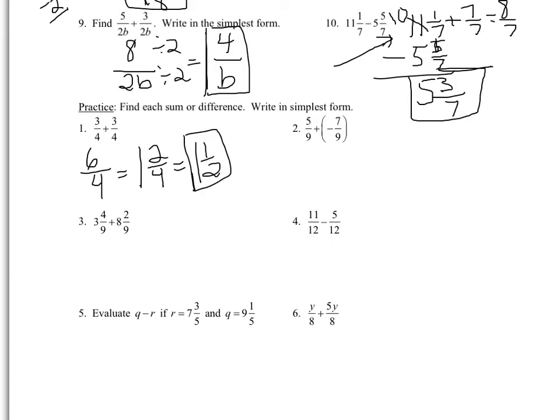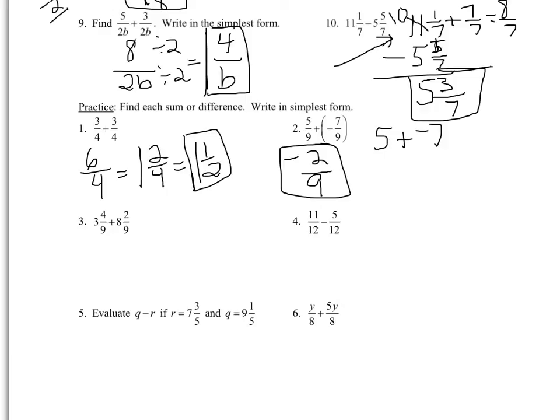Okay. In number 2, we have 5/9 plus a negative 7/9. So we know we're going to keep that denominator of 9. And we've got integers involved, so I'm going to just look at the numerator part of the problem. We have 5 plus a negative 7, which is actually a negative 2. So we're going to have negative 2/9 for our answer, and that is simplified.